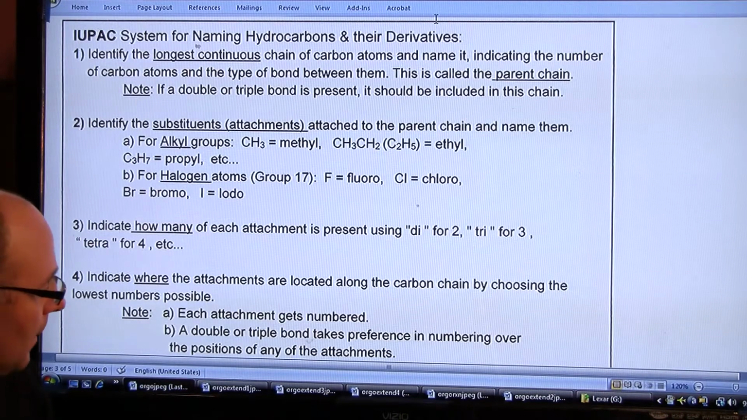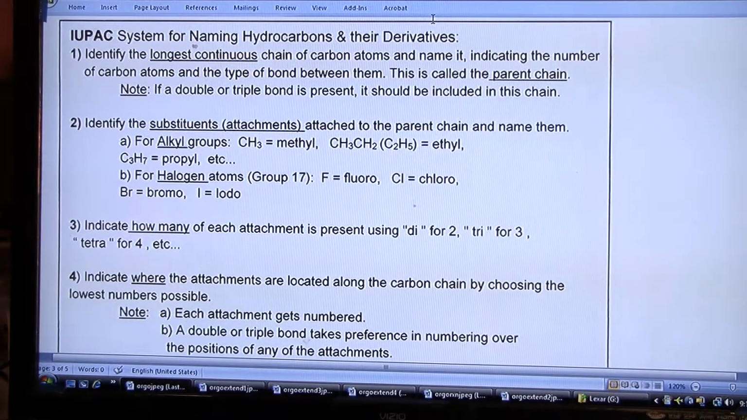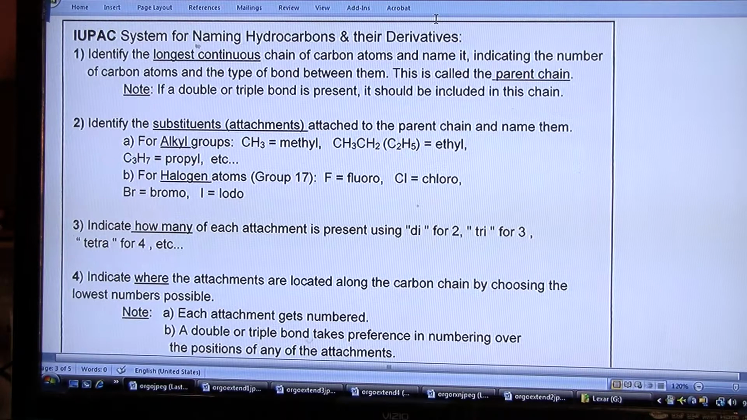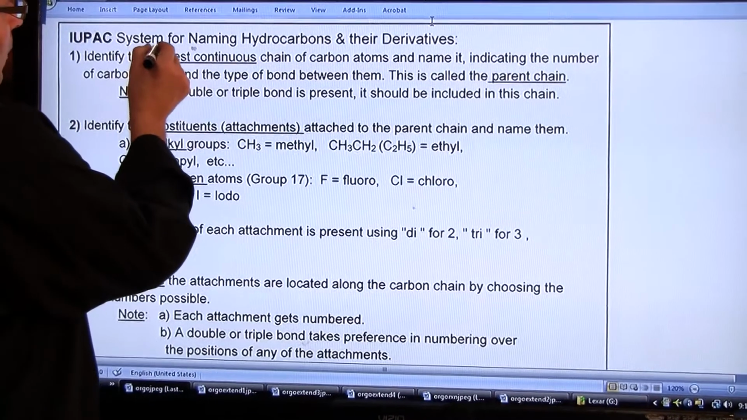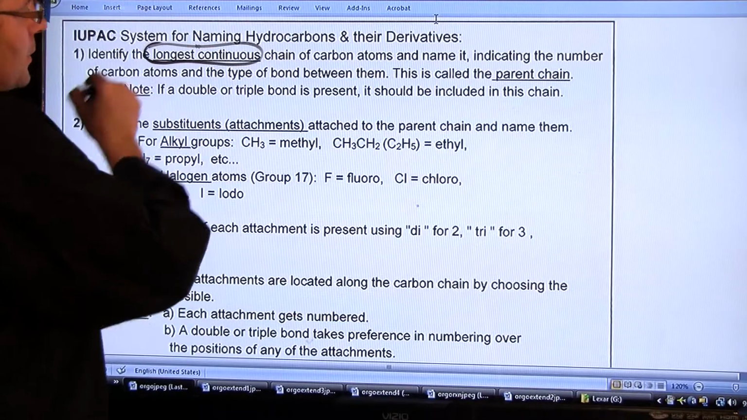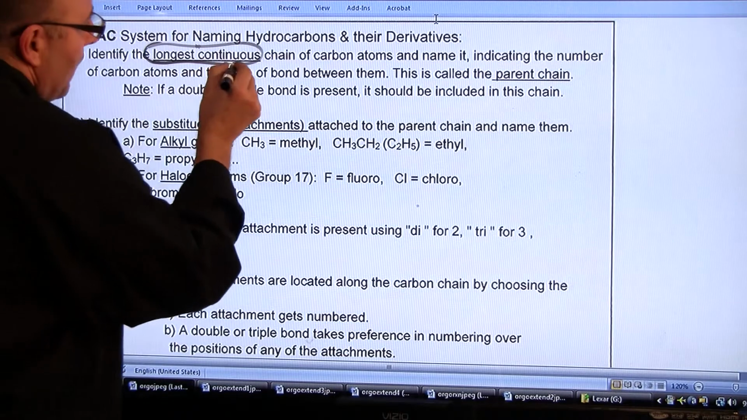So let's just illustrate by example here. Identify the longest continuous chain of carbon atoms and name it, indicating the number of carbon atoms and the type of bond between them. So first of all, we have the longest continuous chain. Should highlight that. The type of bond is important.